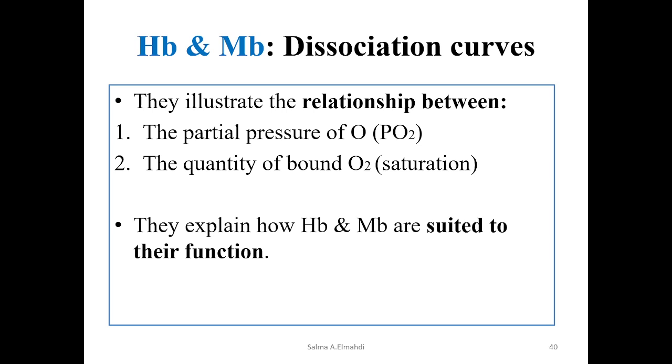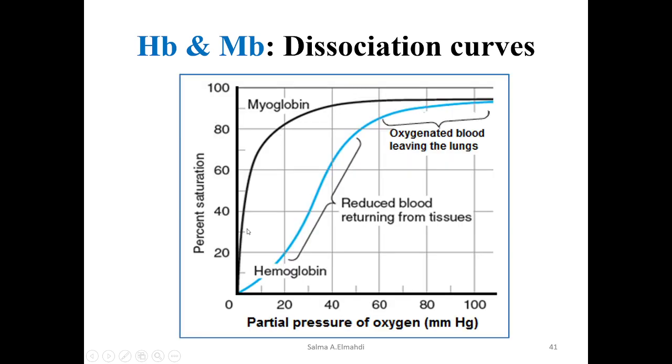Hemoglobin and myoglobin have what we call dissociation curves. These curves illustrate the relationship between the partial pressure of oxygen and the quantity of bound oxygen, that is the saturation, a relationship between partial pressure and saturation. And they explain how hemoglobin and myoglobin are suited to their function. We are going to see that in a minute.